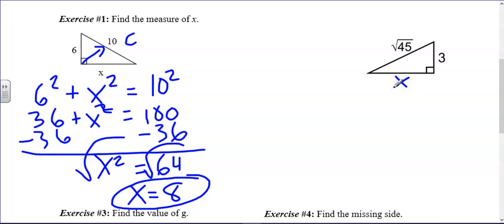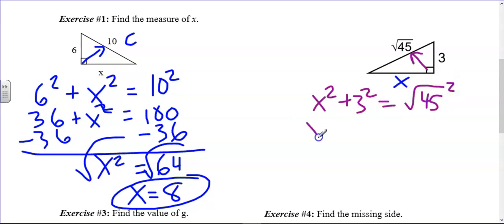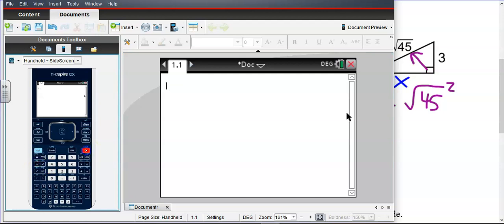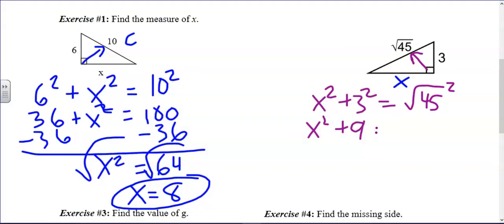This is going to be our x. Okay, same thing. There's my c value, the hypotenuse. So we got x squared plus 3 squared equals radical 45 squared. All right, so x squared plus 9 equals radical 45 squared. In case you can't tell, you're going to type in radical 45 under the radical, press the over key, and then press squared. And it's just 45 because the squared and the radical undo each other. Okay? We're going to subtract the 9.